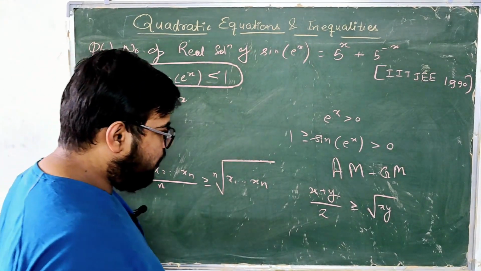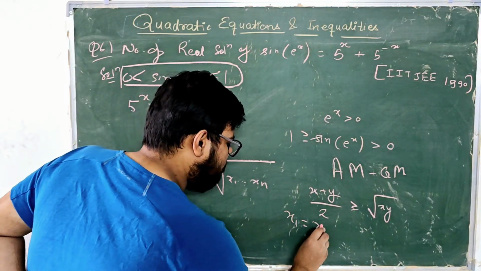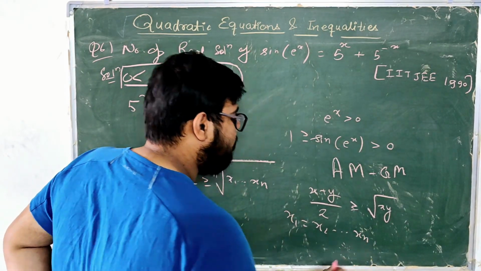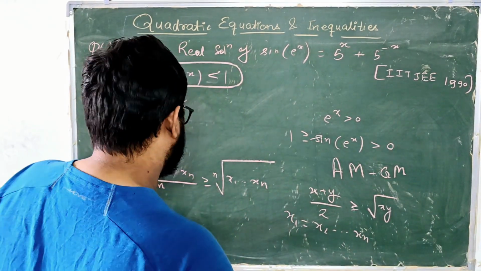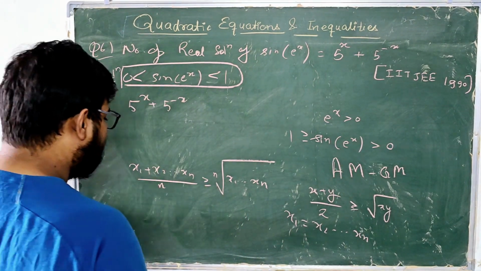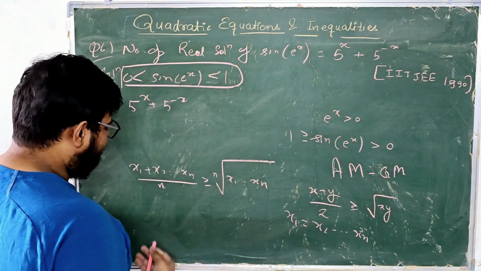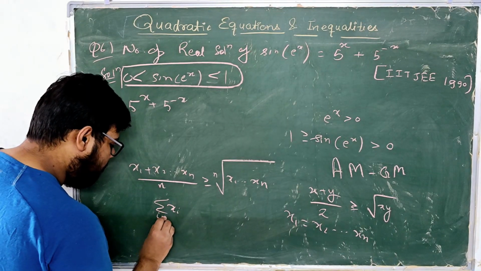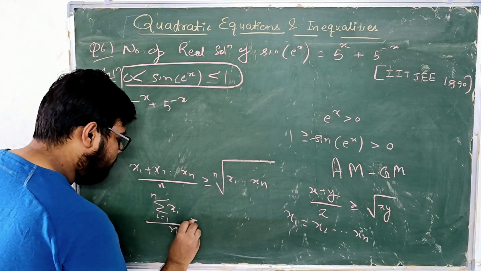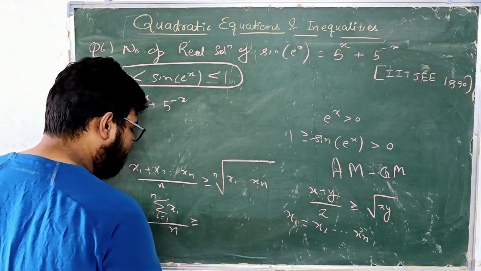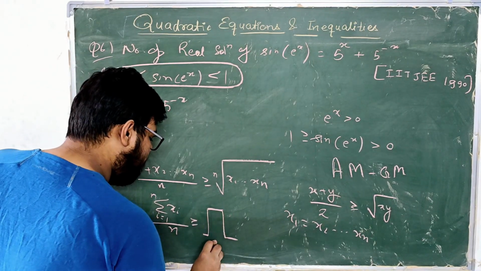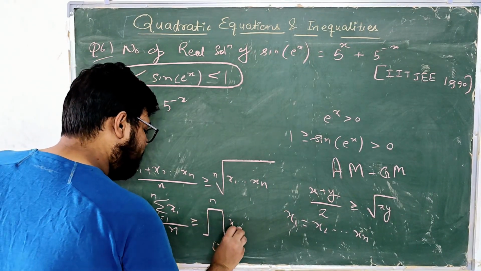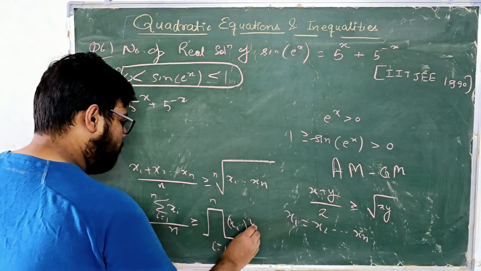Equality exists only when x1 is equal to x2 is equal to xn. If all the entries are equal, then the equality will exist. There's another method to write this expression. Sigma xi, i going from 1 to n, divided by n, is greater than or equal to the product from i going from 1 to n of xi raised to power 1 by n.